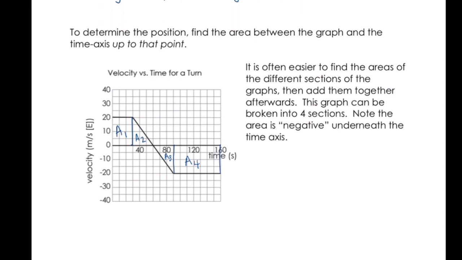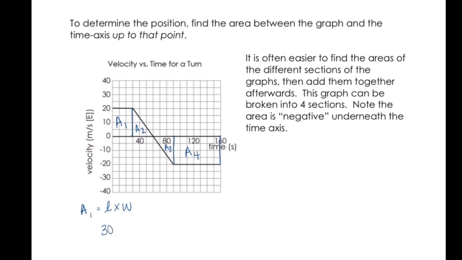The important thing to note though is that the area is negative underneath the time axis. So we need to just make sure that whenever we're doing A3 and A4 that we are accounting for that. For area 1, it's length times our velocity, which is 20 meters per second east. So area of 1 is 600 meters east.